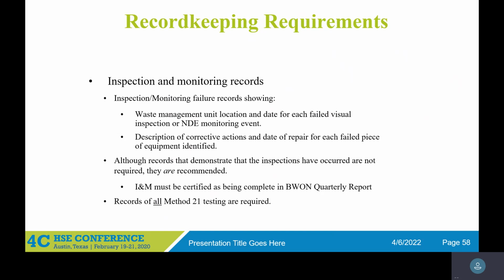In that report, you have to turn in this failed, that failed, and this was the corrective action. Doesn't mean that you lost control, right? Unless it's for a very, very long period of time. But you have to have the description of the corrective actions and the date of the repair for each piece that failed. Now, that is only if you're over 10. If you're under 10, you don't have to report anything. And you must certify on your quarterly report that all Method 21 was done, right? So that fell in that quarter.